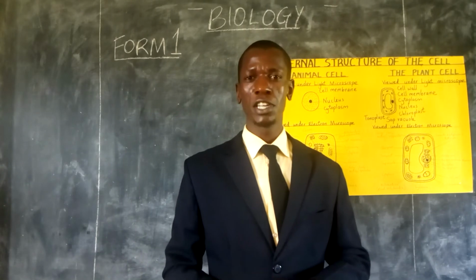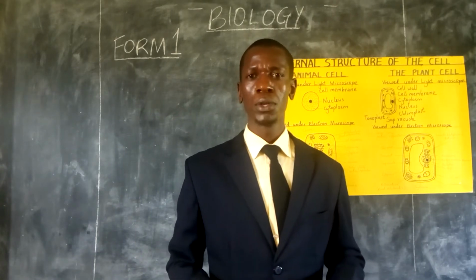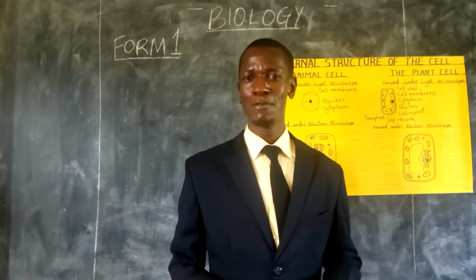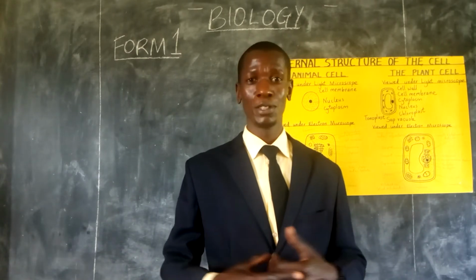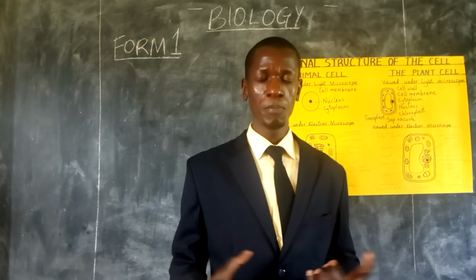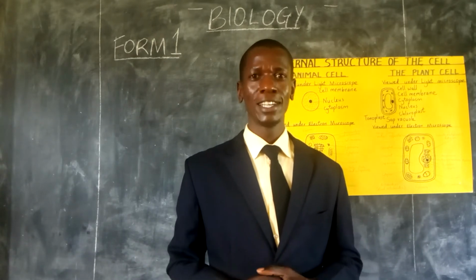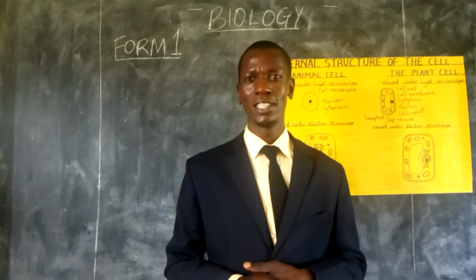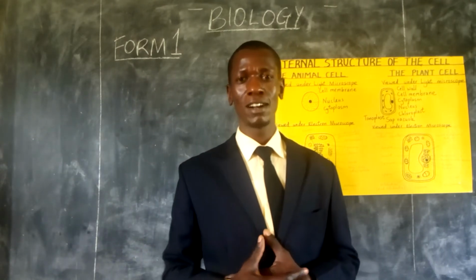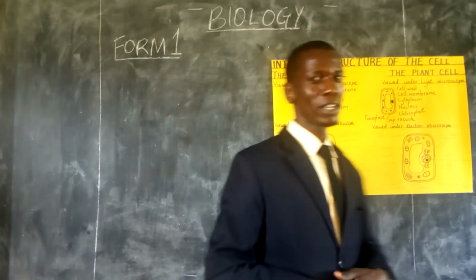In our previous lesson, that is 54, we were looking at the types of organelles that are found in the cell together with their functions. Today, we are going to look at the differences between plant and animal cell. Let's look at this diagram. I hope you're going to learn something out of it.